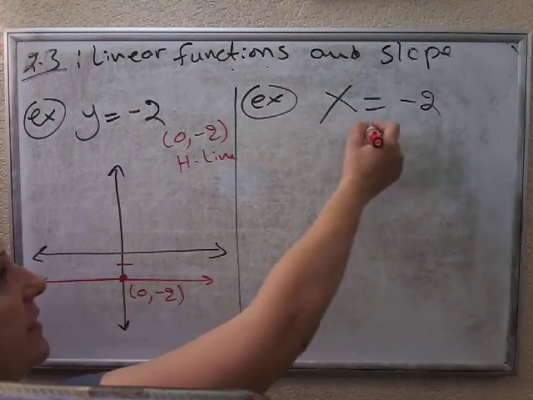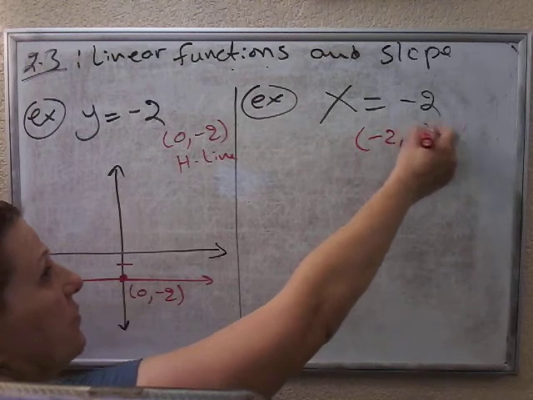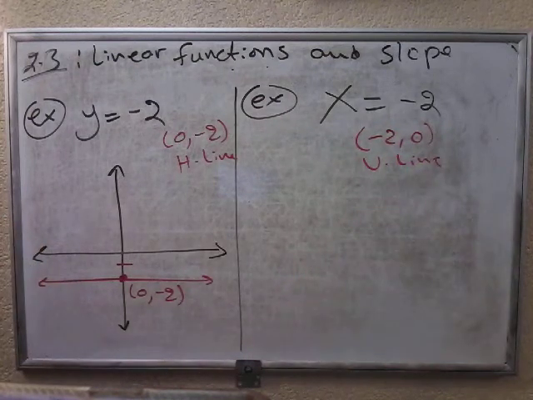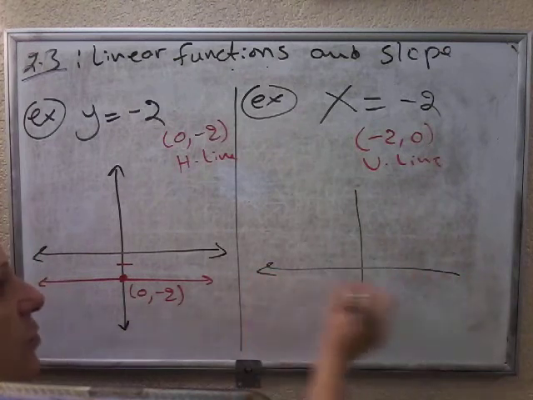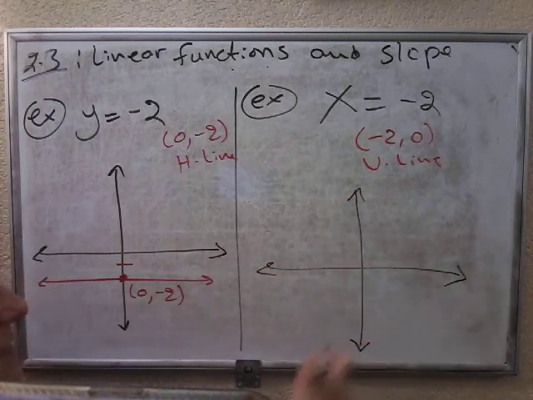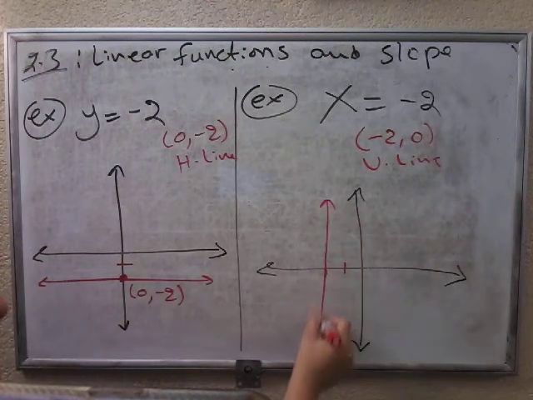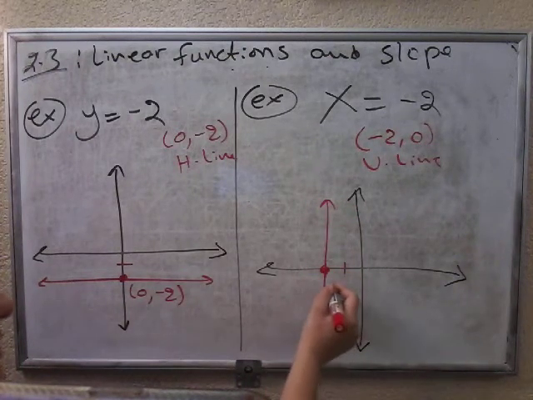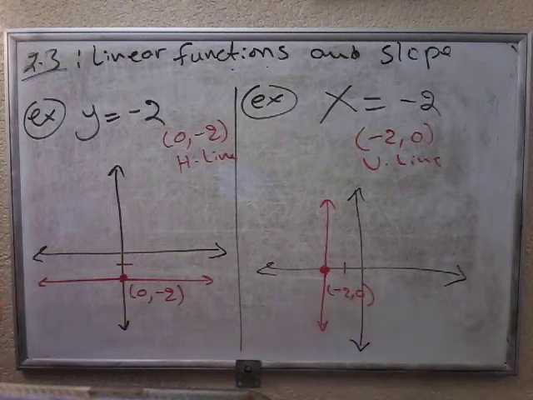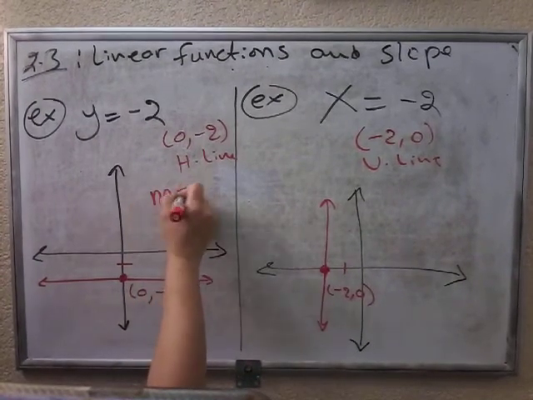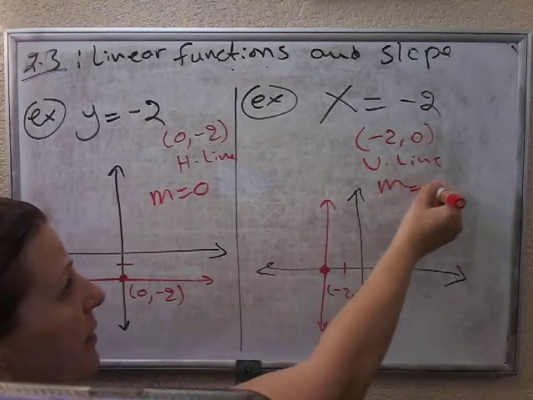While this one is x equal to -2, and it's a vertical line. The graph is passing through (-2, 0), right here, and it's a vertical line. Label the intercept. X is -2, y is 0. Always label the intercepts in these 2 functions. So what's the slope here? 0. What's the slope here? Undefined.